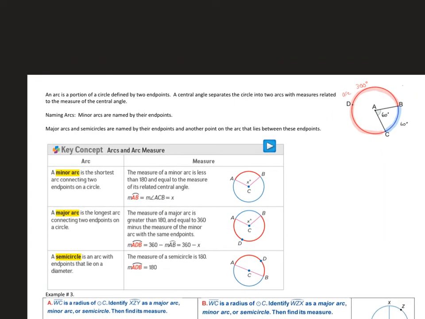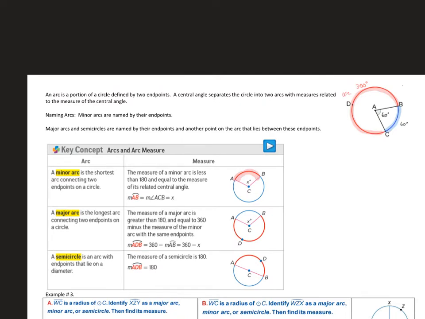Now, how do we name arcs? Minor arcs are named by their endpoints. A minor arc is the shortest arc connecting two endpoints on a circle. The measure of the minor arc is less than 180 degrees and equal to the measure of its related central angle. So a minor arc is the shortest distance between the two points.